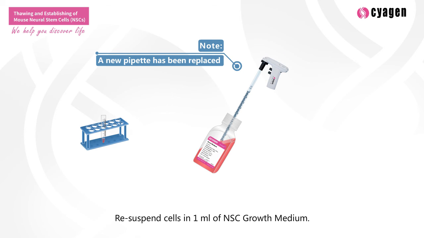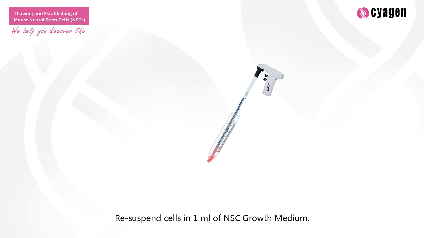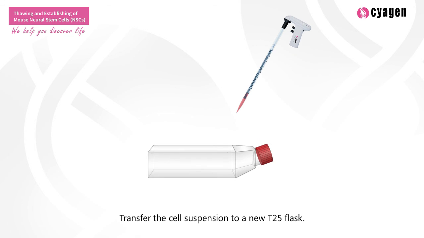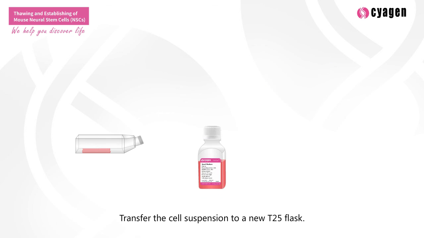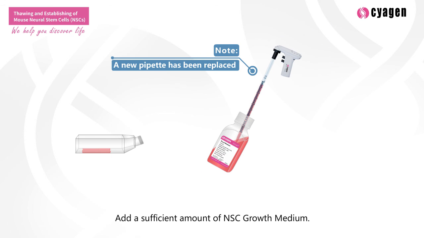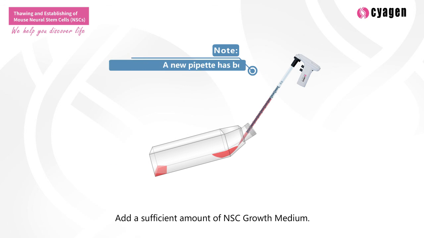Resuspend cells in 1 ml of NSC growth medium. Be careful not to disperse the small neurospheres. Transfer the cell suspension to a new T25 flask. Add a sufficient amount of NSC growth medium.